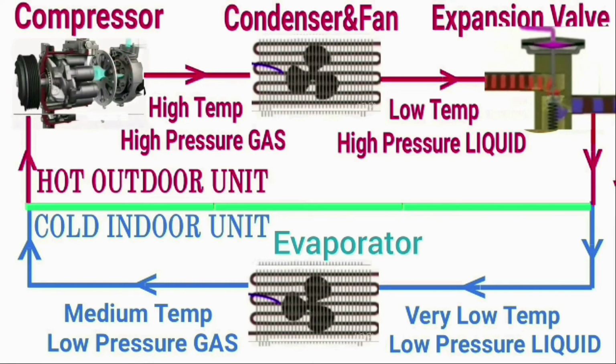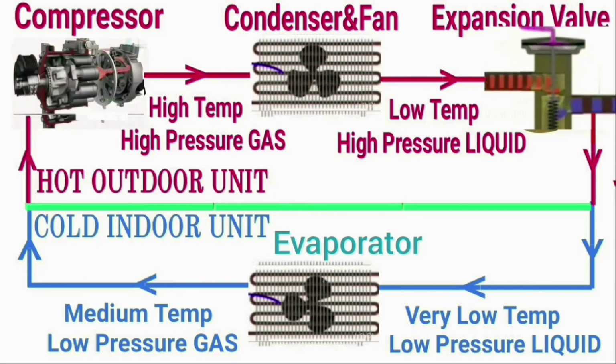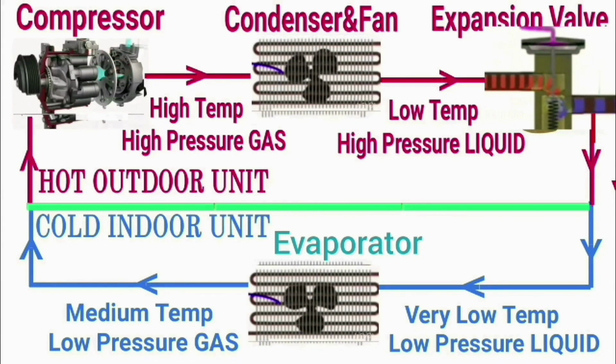The cold low pressure liquid passes on to evaporator, absorbs heat from hotter room air and turns to medium temperature low pressure gas, which passes on to compressor for continuation of the cycle till the desired room temperature is achieved.